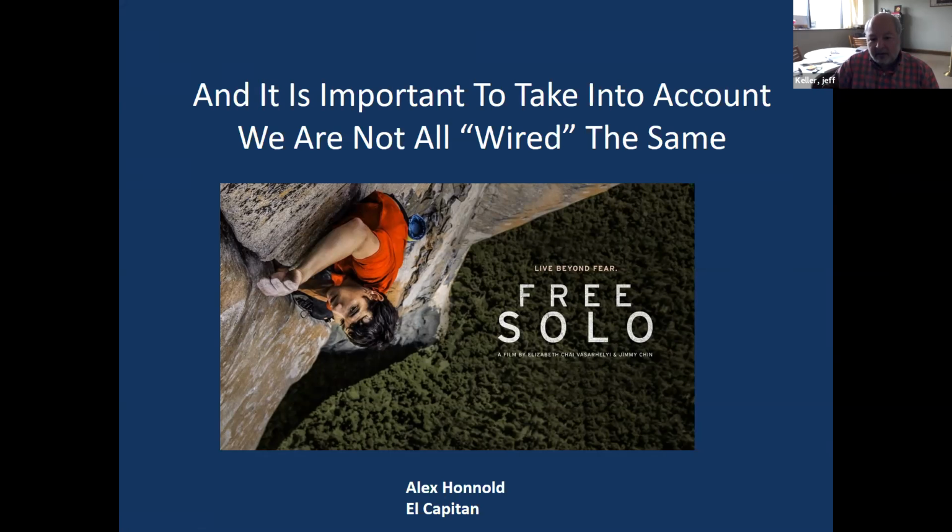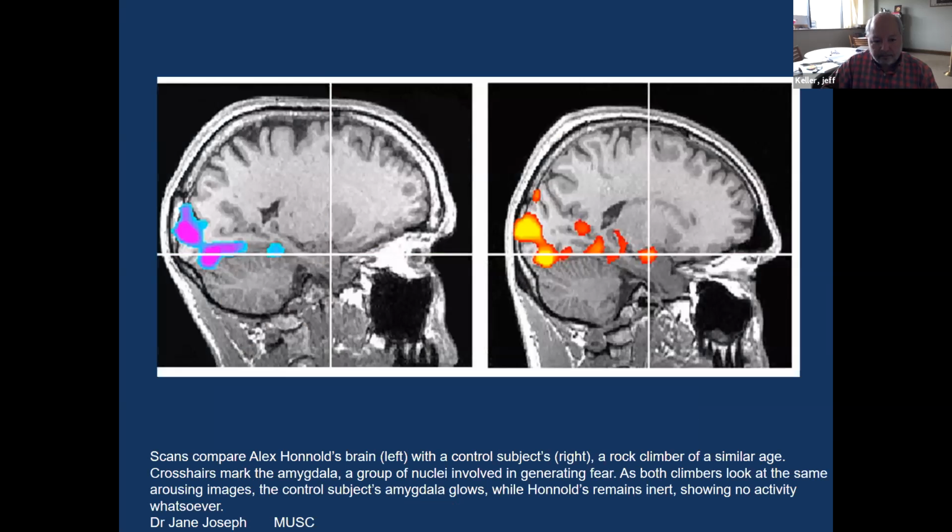One person that I worked with at the University of Kentucky, a specialist in functional MRI, was able to image Alex's brain in response to fearful stimuli within the magnet and compare it to other experienced climbers of similar age and look at the differences in brain activation in response to those stimuli. And so if you look at these crosshairs here, this is an individual's brain. So we're looking at it cross-sectionally. So this would be if the individual is turned like this and looking out.